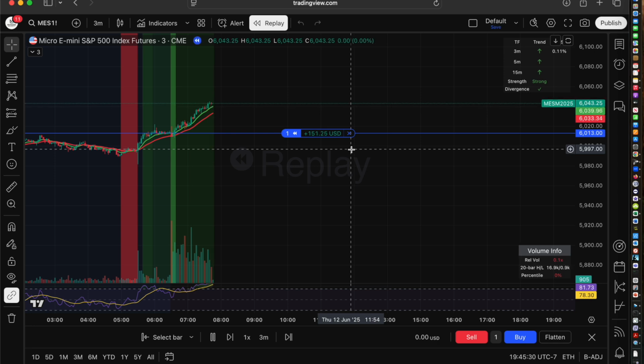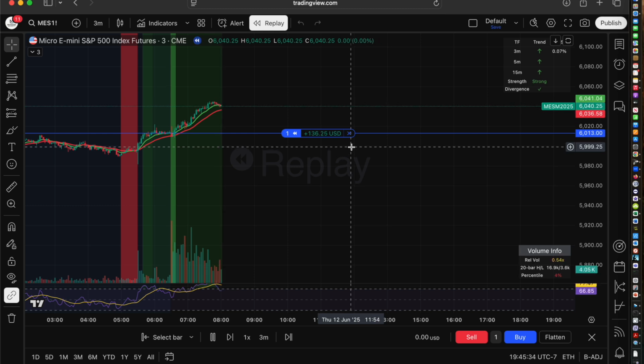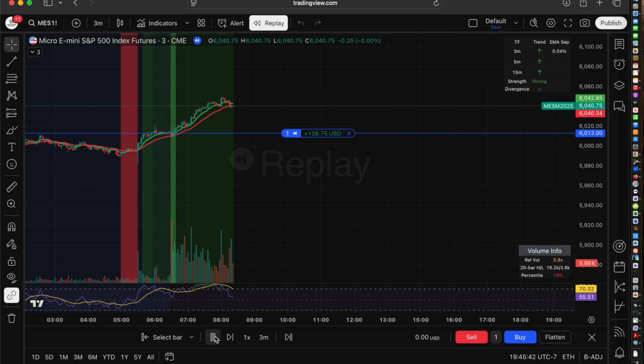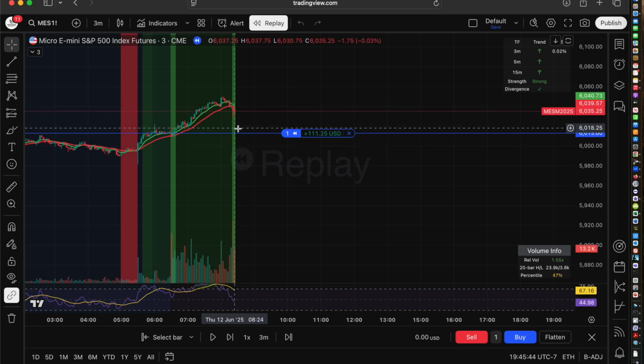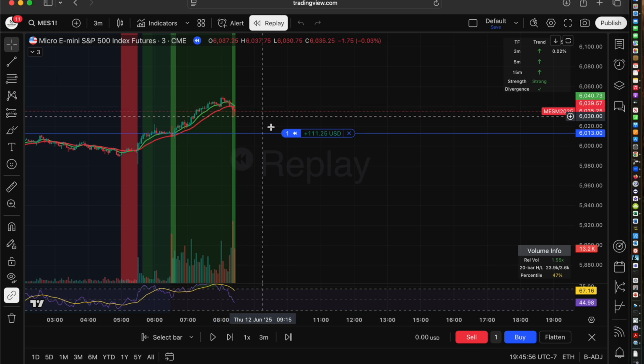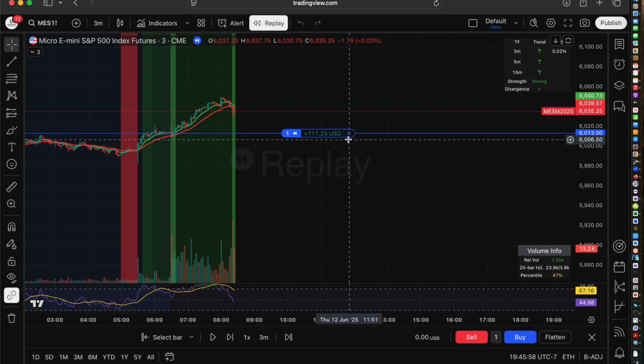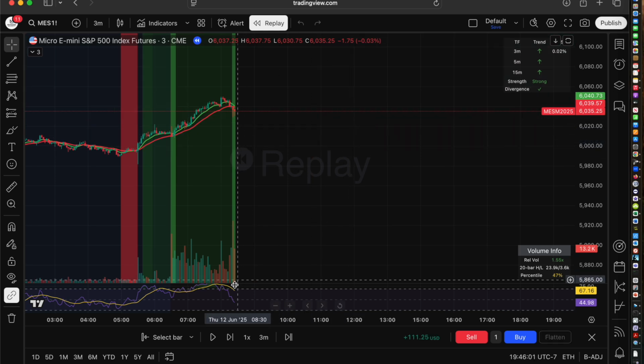So since we don't have a take profit level and a stop loss, you'll just have to kind of manage it, like how far you want to let it run and when to take profit. Right here, we could have taken profit as soon as it touched the fast EMA, but we can take profit right here. And let's see, watch out for the next signal.